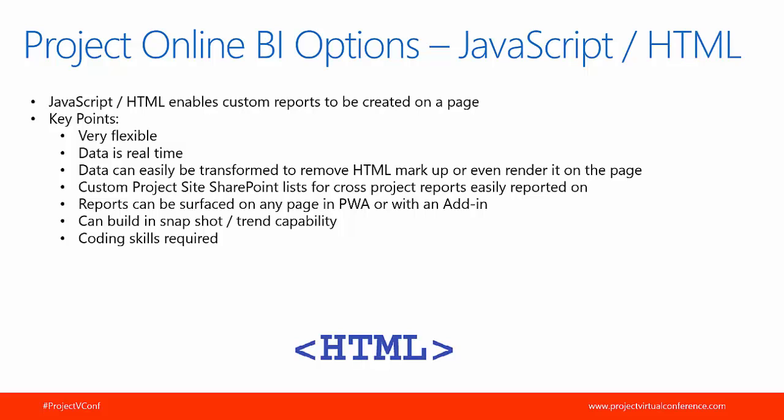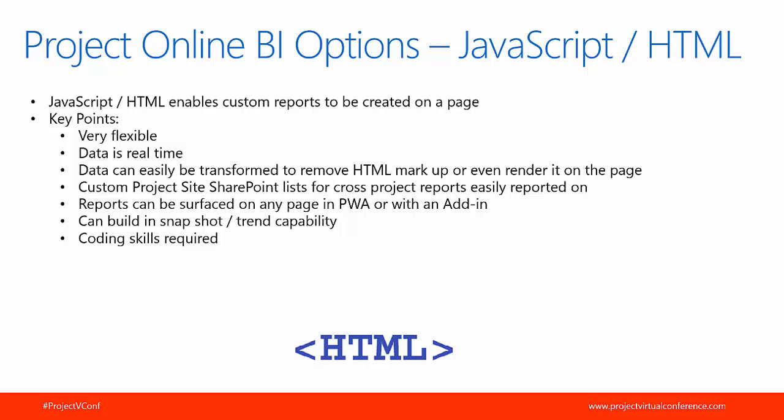One of the advantages of creating a JavaScript or HTML report is that it's just on a page, so it can easily be added to a page within PWA. You can just add some code in via a content editor web part, for example. You could store your files in a document library within the PWA site and then reference that HTML or JavaScript file via a content editor web part on a new web part page within PWA. So it's basically a blank canvas. It's very, very flexible. Obviously, you do need to understand JavaScript, HTML and CSS to be able to create these types of reports.